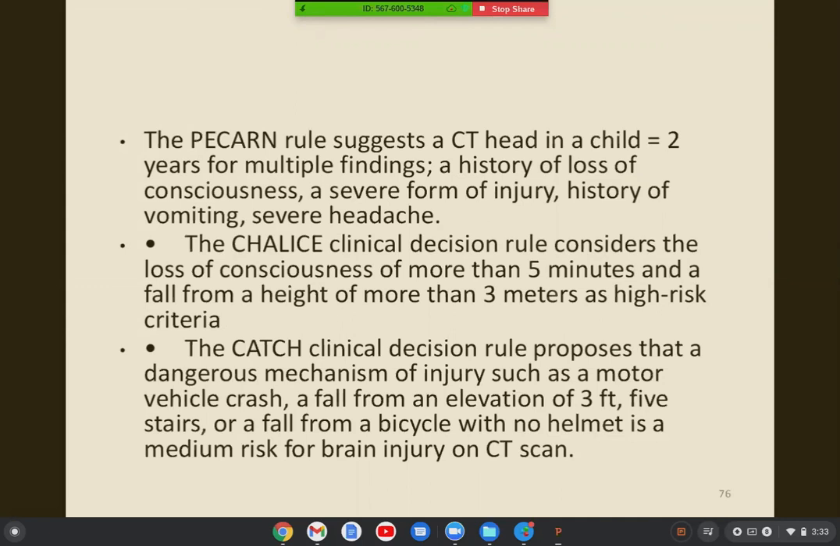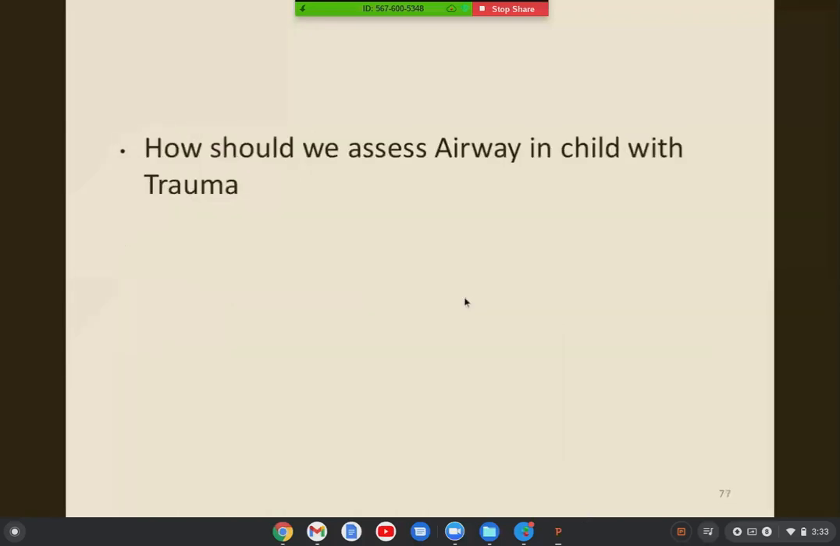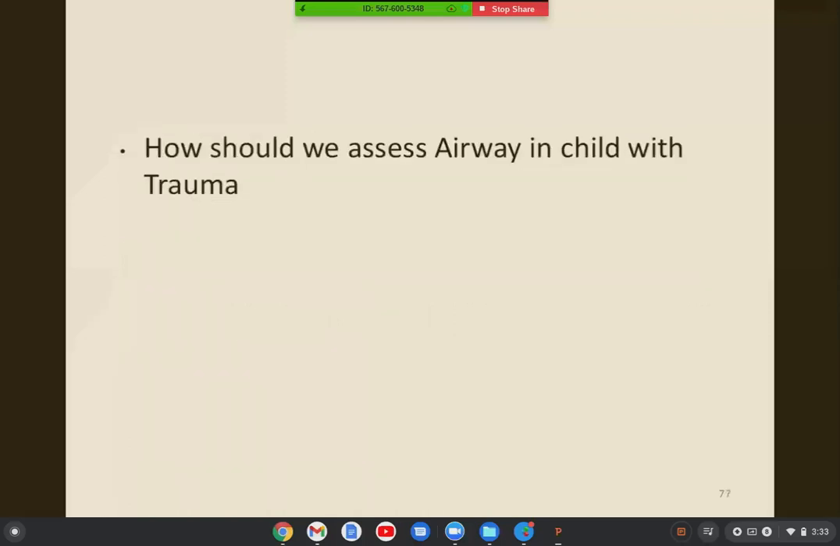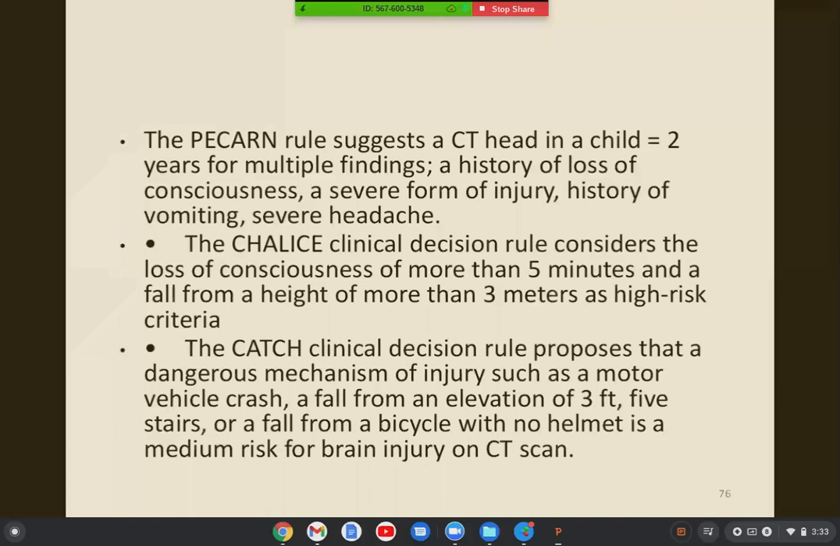Child's clinical decision rule: consider loss of consciousness of more than 5 minutes and a fall from a height of more than 3 meters as high risk criteria, go for CT. CATCH clinical criteria proposes that a dangerous mechanism of injury, such as a motor vehicle crash, fall from more than 3 feet or 5 stairs, or fall from a bicycle with no helmet, is a medium risk for injury for CT scan. That means just don't go for CT in every child who has a fall.